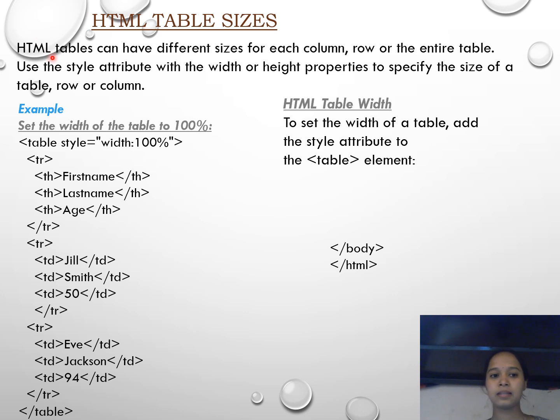HTML table sizes. HTML tables can have different sizes for each column, row and the entire table. Use the style attribute with the width and height properties to specify the size of the table, row or column. And this is the example that sets the width of the table to 100%. And for HTML table width, to set the width of the table, add the style attribute to the table element. And this is the example.